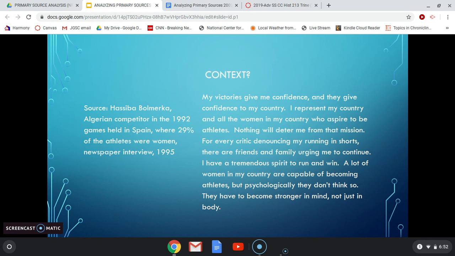And the context? Well, we talked about how the clothing, the expectations for women in her country are different than what they would be here. And that for her to compete as an athlete running in shorts is not expected. All that factors into the context.